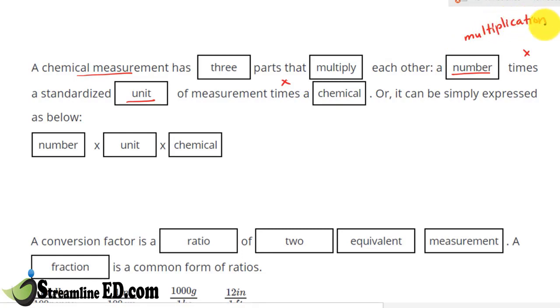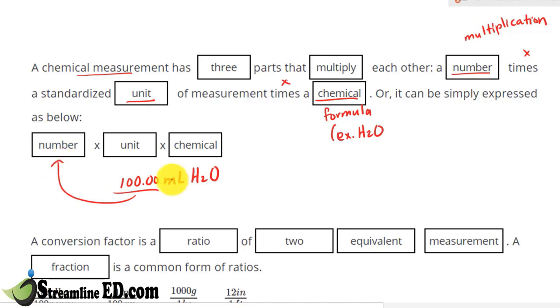So the three parts multiply each other, and the last part is a chemical, more specifically a chemical formula. For example, we have H2O, that's a chemical formula. Now to simplify this, we would have a number multiply a unit times a chemical. For example, let's say we have 100.00 milliliter of H2O, which is water. See this right here? That would be your number, this would be the unit, and this right here would be your chemical. So that is a chemical measurement, or any measurement in chemistry.